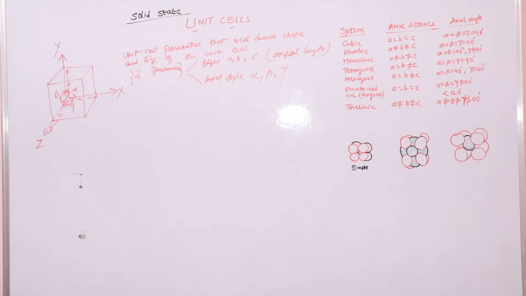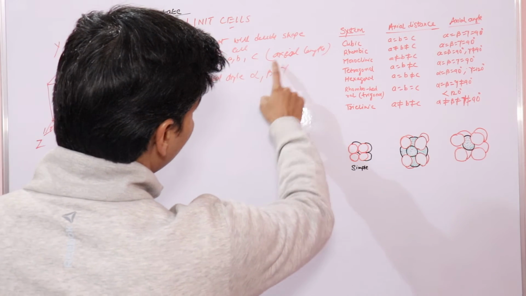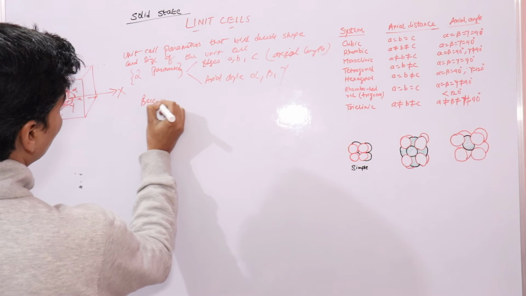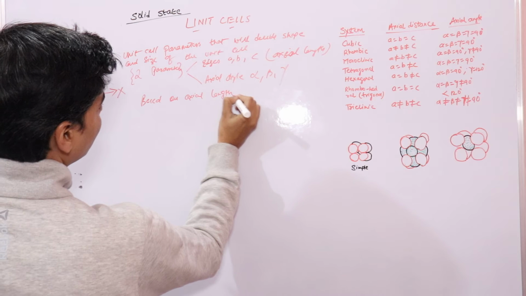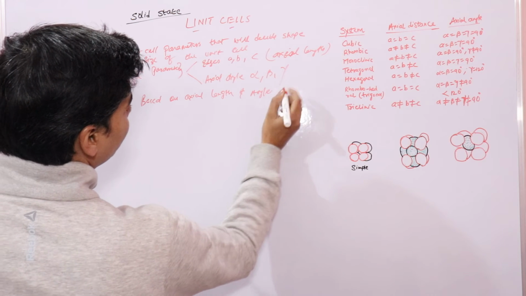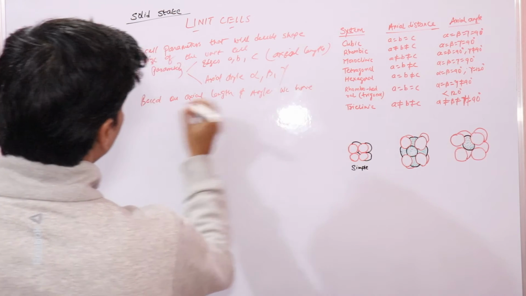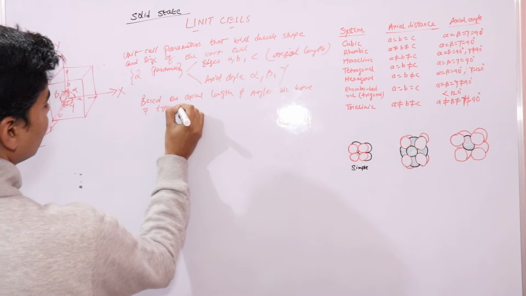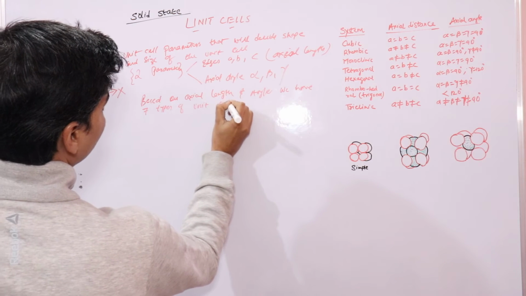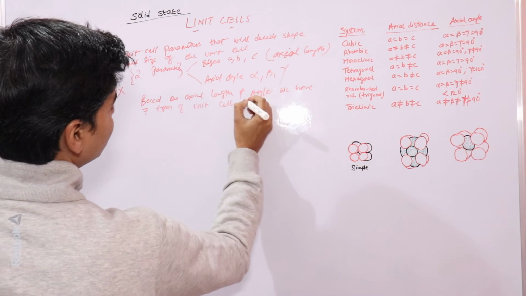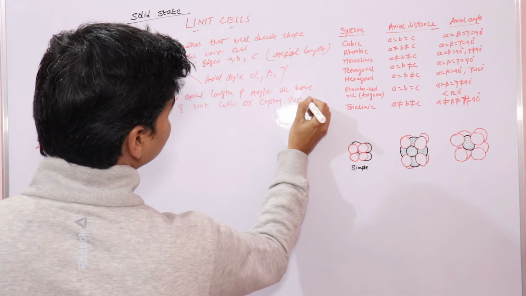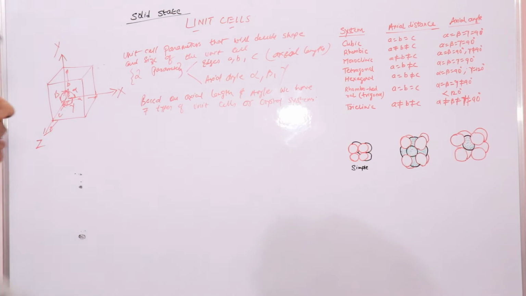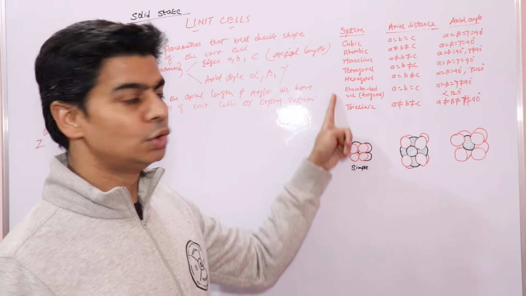unit cells, right? So based on these axial lengths and axial angles, we have seven types of unit cells, or crystal systems. These are the seven types of unit cells, right?